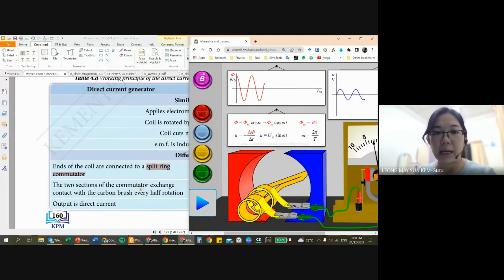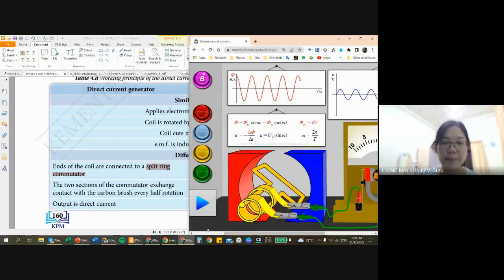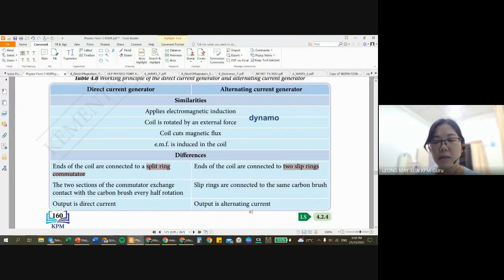All right. And then for direct current, the output is obviously direct current. It's a direct current generator. And an alternating current generator, the output will be alternating current. There's positive and negative potential difference. Okay, so that is the difference and the similarities of direct current and alternating current.